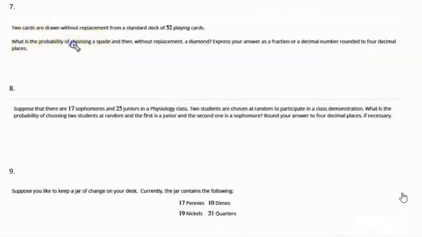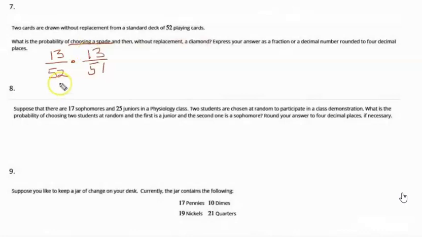So we're going to choose a spade out of 52 cards. So that's 13 spades out of 52. But we're not going to replace the cards. But then we're going to select a diamond. There's 13 diamonds. But now there's one less card in the deck. So that is 51.